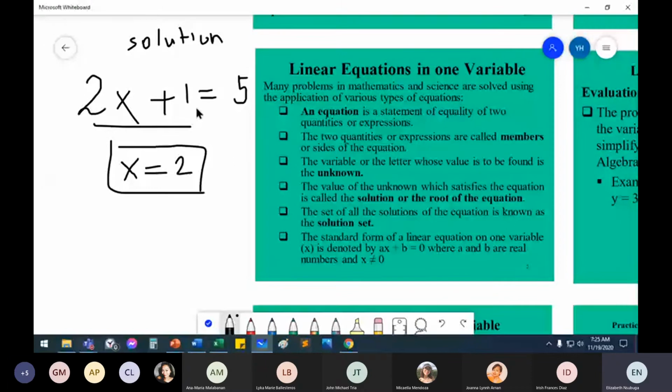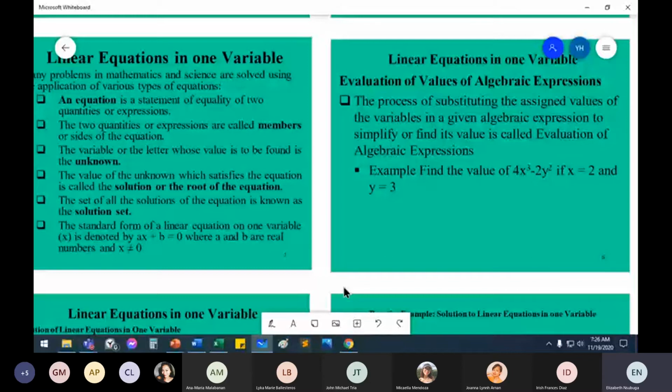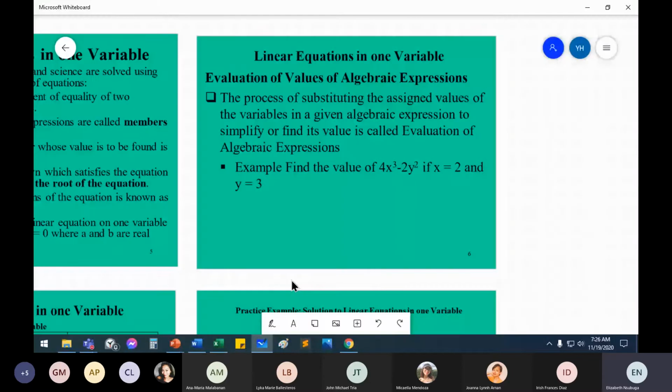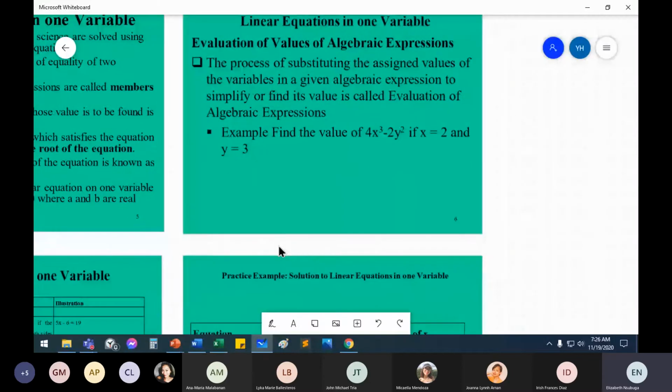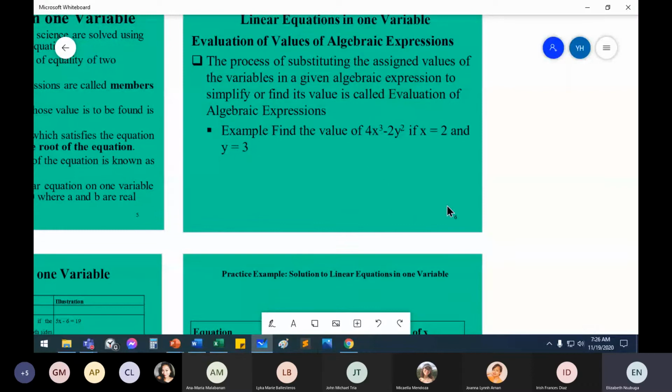Okay. So students, all this is in your handouts. Read it and understand the literature so that when it comes in your matching type, you'll know what to do. Okay, so this one I brought. As you can see, these are not equations. This is not an equation in one variable, but I wanted to state what evaluation of values of an algebraic expression means.